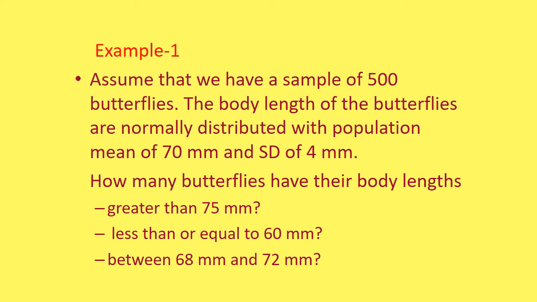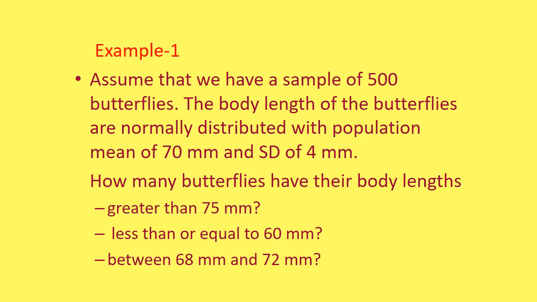We read example 1. Assume that we have a sample of 500 butterflies. The body length of the butterflies is normally distributed with a population mean of 70 mm and a standard deviation of 4 mm. Then they ask questions.